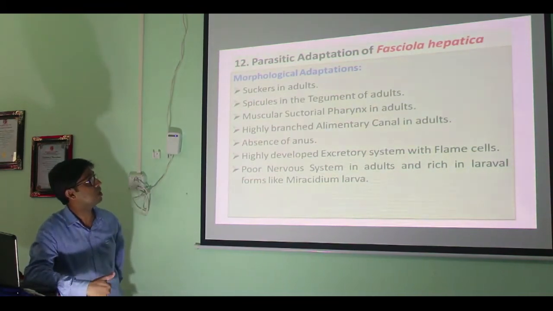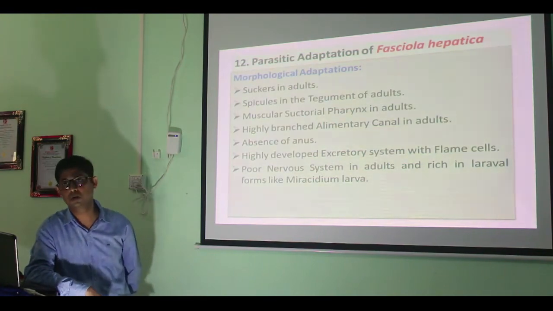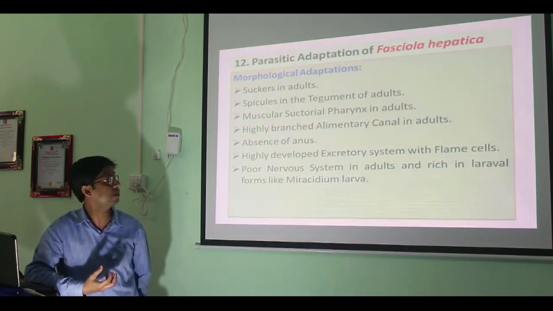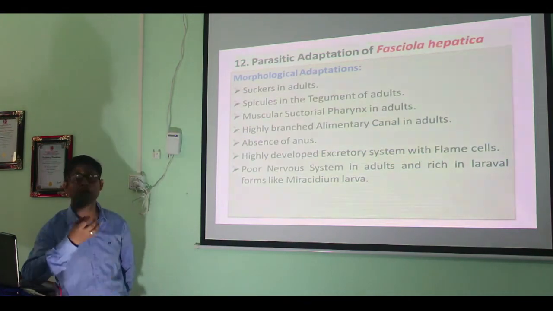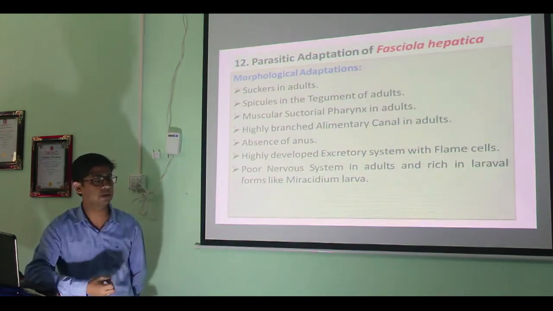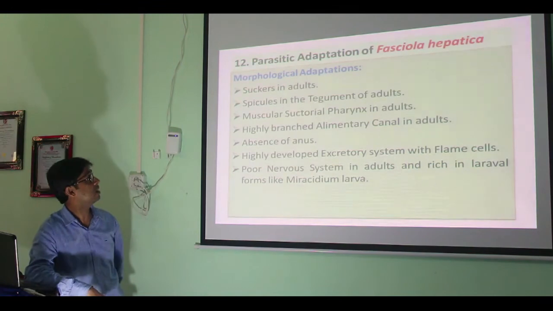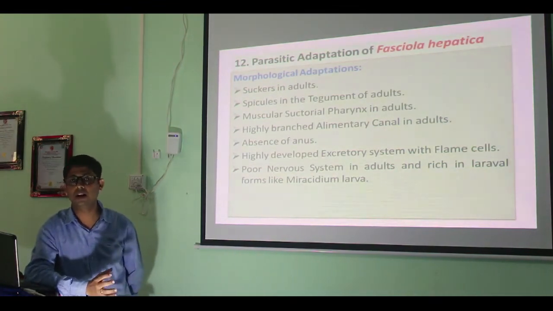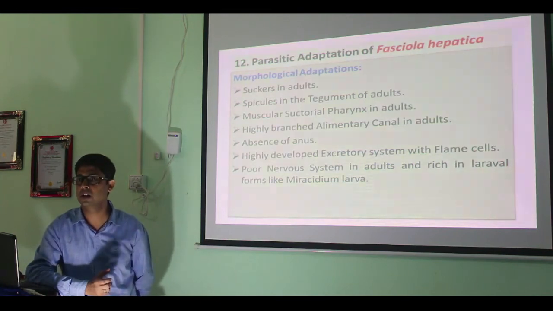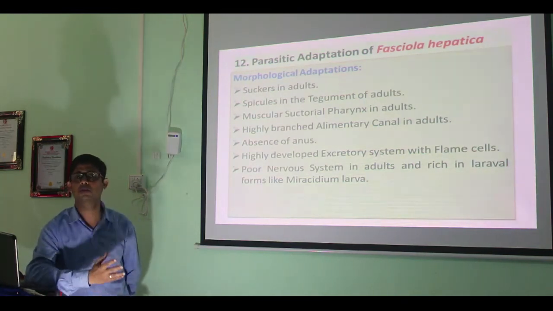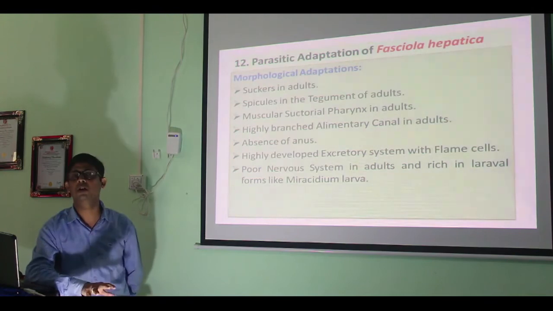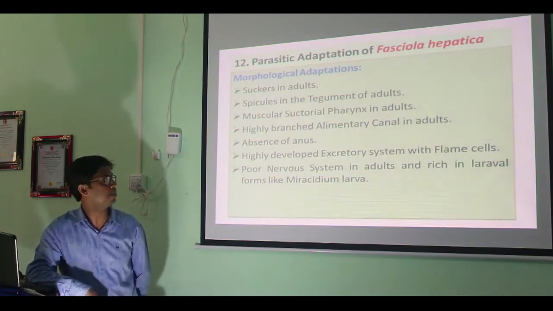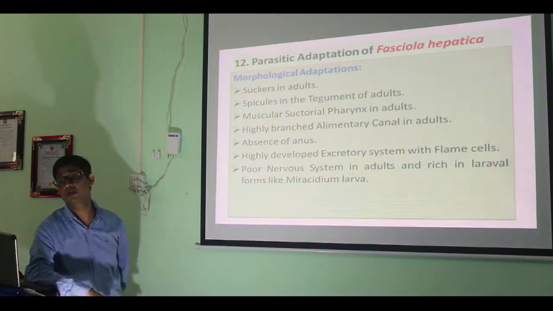Then you have seen the muscular suctorial pharynx in adults. This muscular suctorial pharynx helps in taking nutrition from the host's body. Then you have seen the highly branched alimentary canal in adults. This highly branched alimentary canal helps in distribution of nutrients to different parts of the body of Fasciola hepatica. Then there is absence of anus.